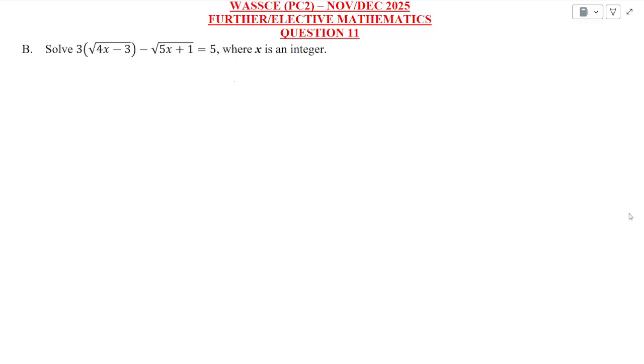With this one, we are supposed to solve for the value of x, where x is an integer. First, we need to note that an integer is positive and then negative whole numbers. The key term is whole numbers, including 0. So positive and negative whole numbers including 0. That is an integer. So let's solve this question quickly.